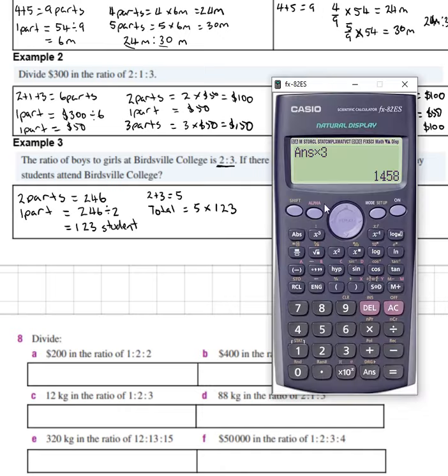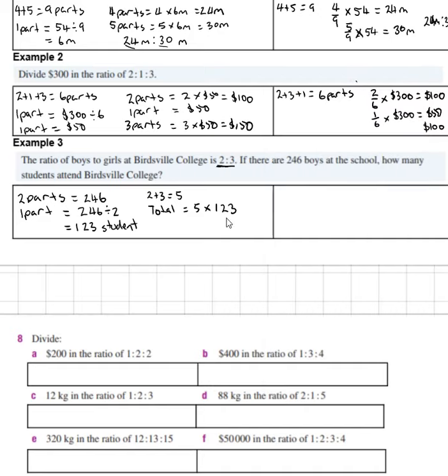And if we get our calculator, we will do 5 times 123, which will equal 615. Which equals 615 students in the school or college.